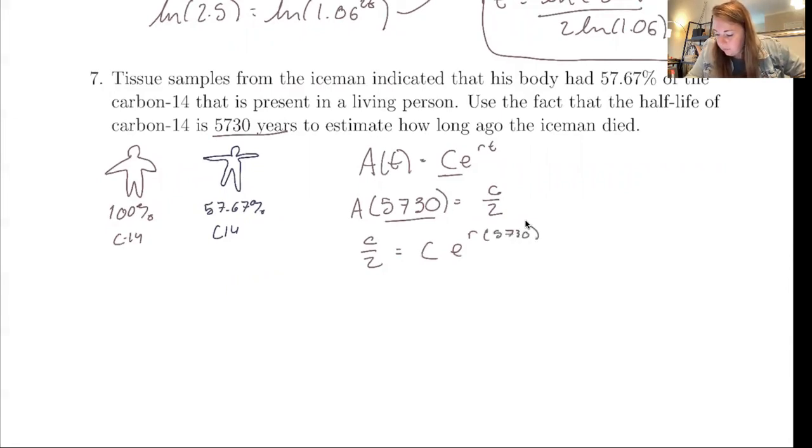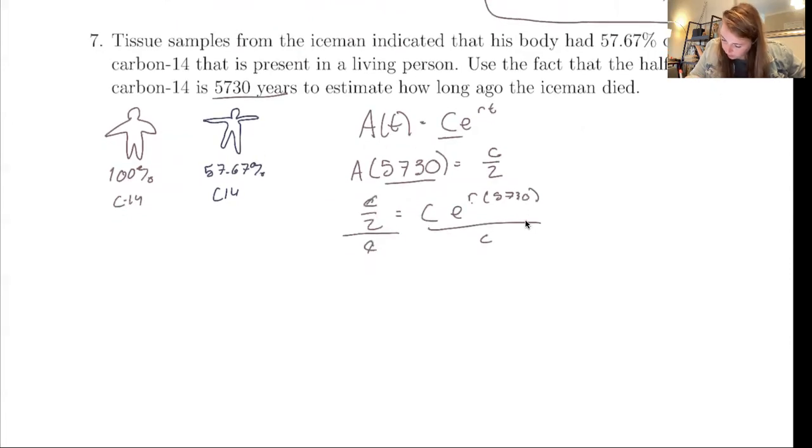And now I can find r, right? So if I divide both sides by C, the C's actually cancel out. So I'd get 1/2 equals e to the 5730 r.